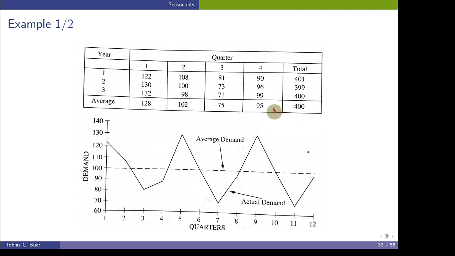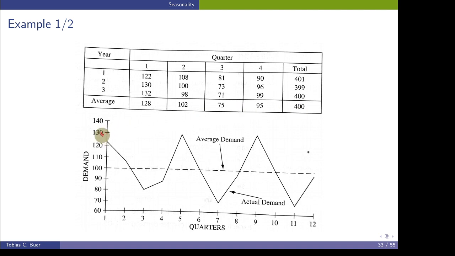And when we sum up the average demand of the quarters, we get to the average annual demand. So the average annual demand is 400, and you can get this by either calculating the average for these three numbers, or adding up the quarterly average demand. Both result in an average demand of 400.